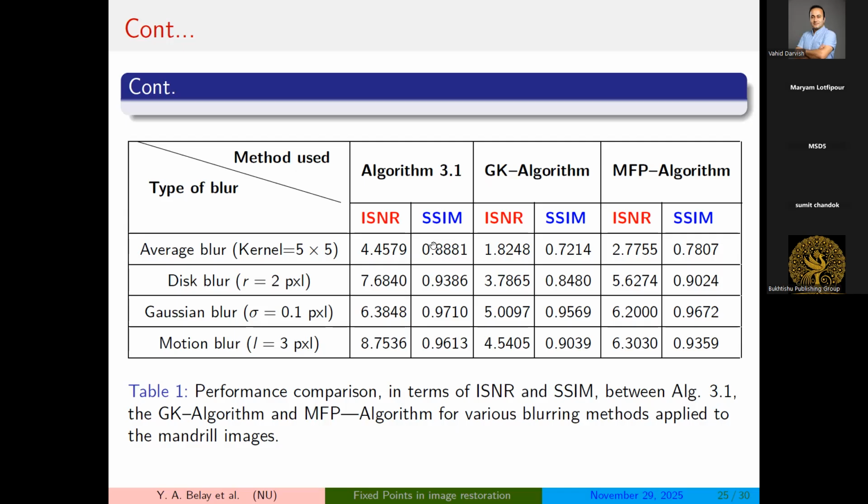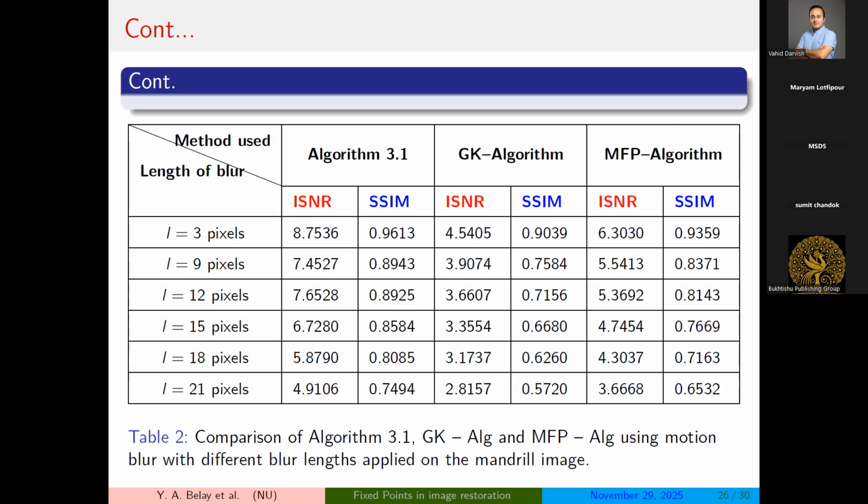Similarly, for the SSIM, here we found it to be 0.8, which is very close to 1, and here 0.7, here also 0.7. You can see the difference for the other blurs, motion blur, Gaussian blur, and disk blur similarly. This table also shows only the motion blur across the 3 algorithms. Here we have 8.75 for our algorithm, 4.5 for GK, and 6.3 for MFP. So it can be observed that even with different lengths of kernels, these are the lengths of the kernels, 3 pixels, 9 pixels, our method outperforms the other methods.